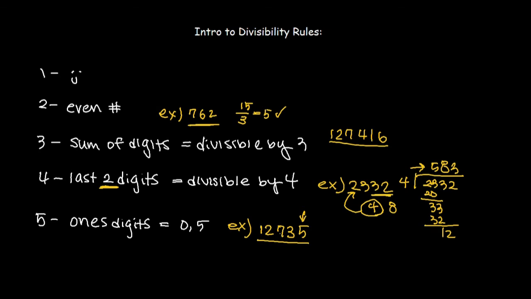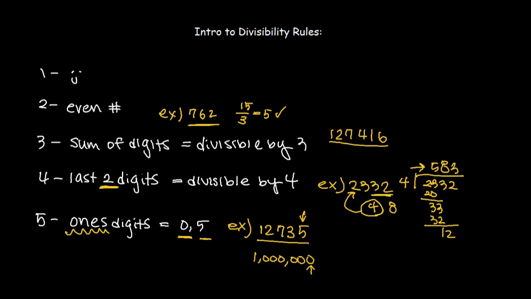Let's say you're given the number 1,000,000. Is this divisible by 5? Yes, it is, because it ends with 0, which is also one of the restrictions that you have here. So the qualifications are either 0 or 5, and only the ones digit. You don't even have to care about the other digits, like tens and hundreds.